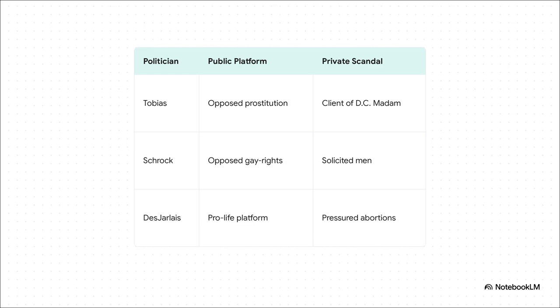Now, a huge recurring theme in the modern era is the severe punishment of hypocrisy. The media started actively juxtaposing a politician's strict public platform right alongside their private behavior. For example, Randall Tobias, who was appointed to combat global prostitution, resigned after being exposed as a client of a DC escort ring. Or you'd see politicians running on strict family values or pro-life platforms, caught soliciting sex or coercing partners into abortions. Voters basically started punishing the hypocrisy just as fiercely as the scandals themselves.